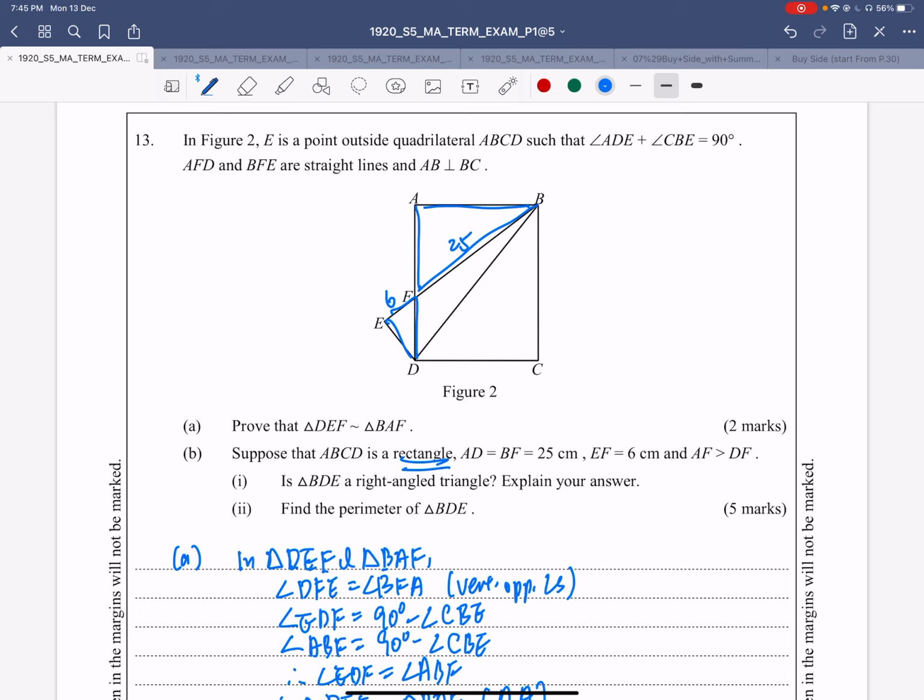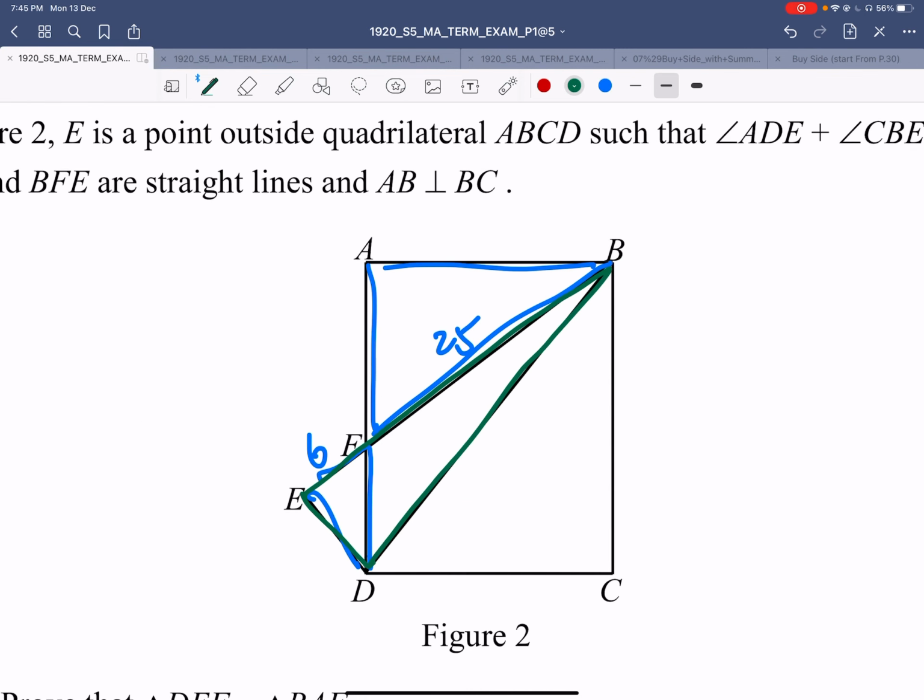All right, so now, how can we do this type of question? Let's consider this triangle BDE. Okay, let me use another pen. BDE, this triangle, how can we prove? Wait, ABCD is a rectangle, right? So they must be 90 degrees.